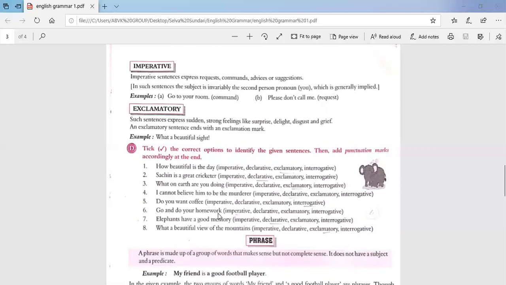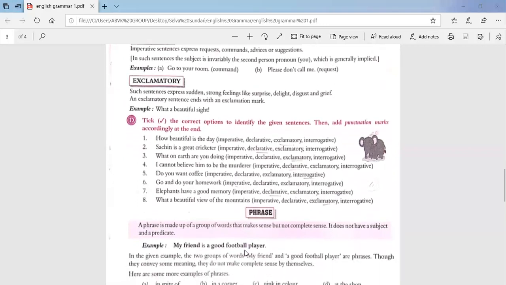Go and do your homework. So this is command. Command is what? Imperative. You should put a full stop. And elephants have a good memory. So that is an ordinary statement. Then that is declarative. Put a full stop. What a beautiful view of the mountains. That is, it is exclaiming. That is an exclamation mark. That sentence is an exclamatory sentence.